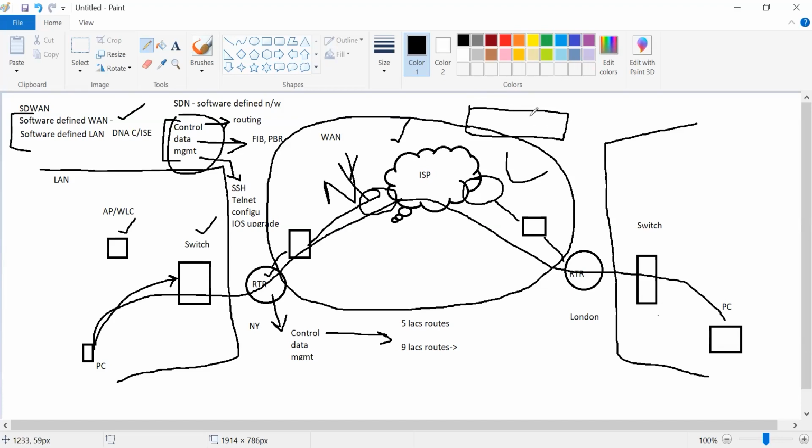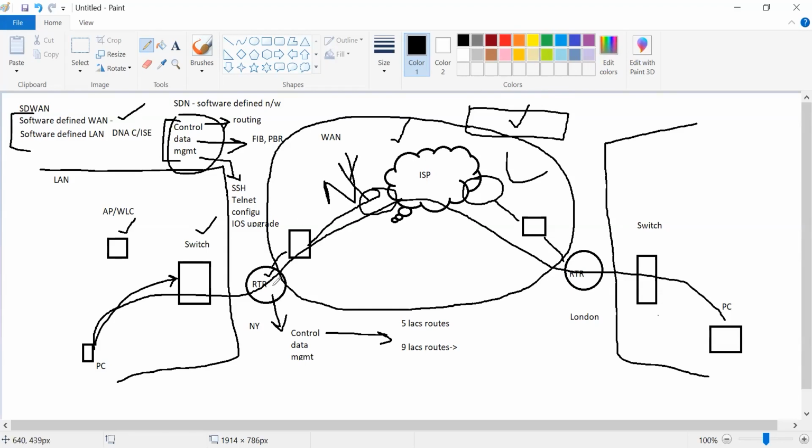So vSmart handles all sort of control plane thing for SD-WAN in Cisco Viptela. And it can be one vSmart, it can be two, or it can be three, depending upon the scale of the network or redundancy design. But these vSmarts would only handle the control plane thing or the routing information for the whole network.